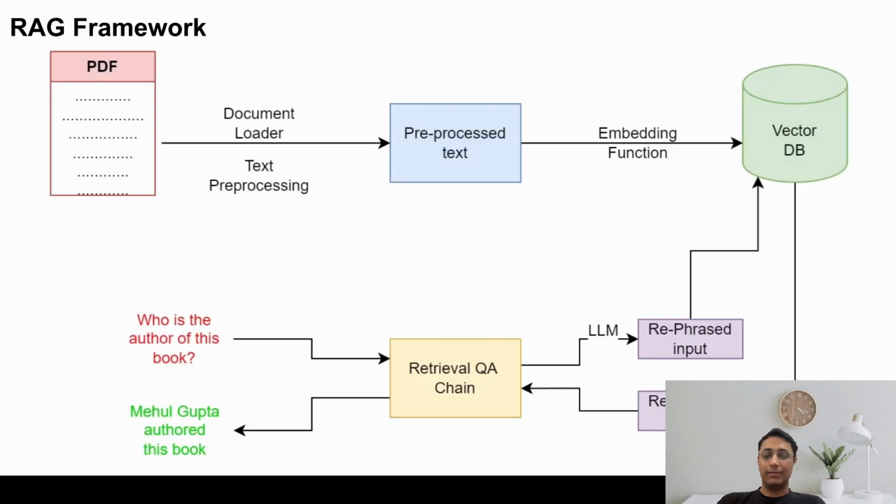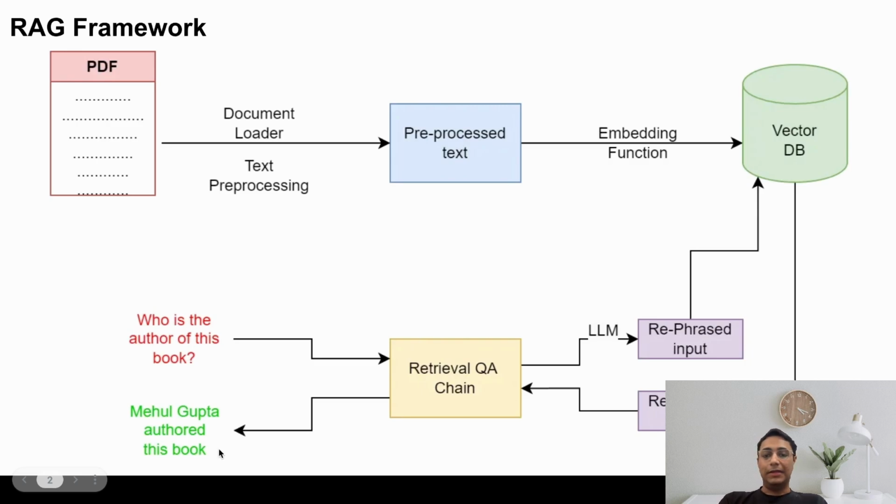So let's take an example. Let's say we have a query, who is the author of this book? Now that's information we don't have access to right now. So what will happen? We'll send it to the retrieval QA chain, the question answer chain. It will then use an LLM to rephrase the input and send it to the vector database. It will get the answer from there. Again, it uses the LLM to rephrase the output, and the retrieval question answer chain will return: Mehul Gupta has authored this book.